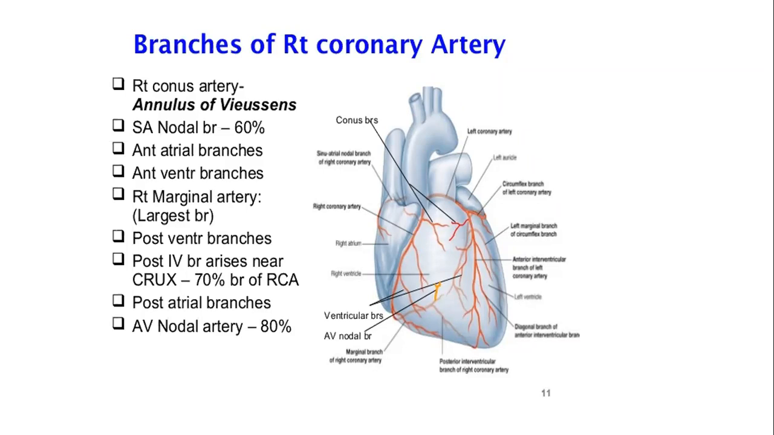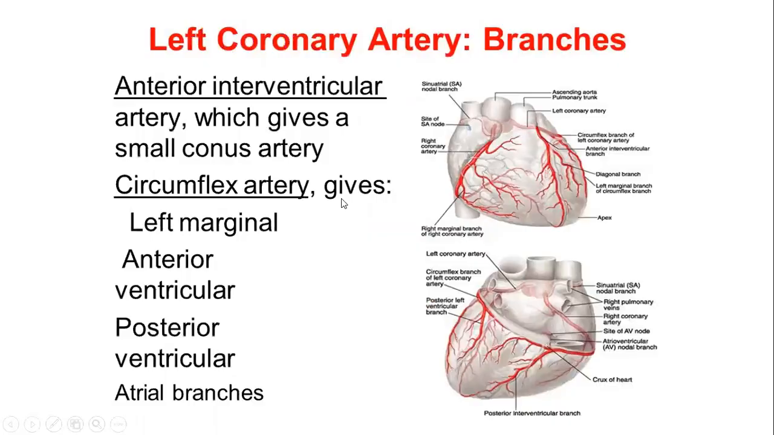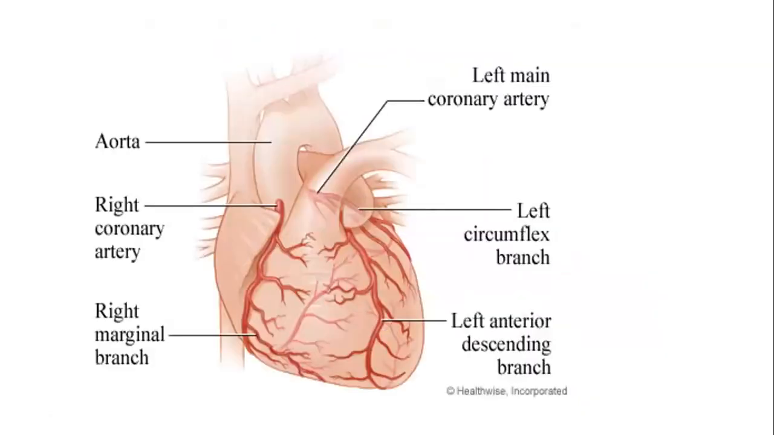The right marginal artery, which is actually one of the largest branches of the right coronary artery, arises from the right coronary artery after it gives off the SA nodal branch, and it passes to the inferior margin of the heart up till the apex, and it is distributed to the right ventricle and apex of the heart, and itself it terminates by giving off the interventricular branches.